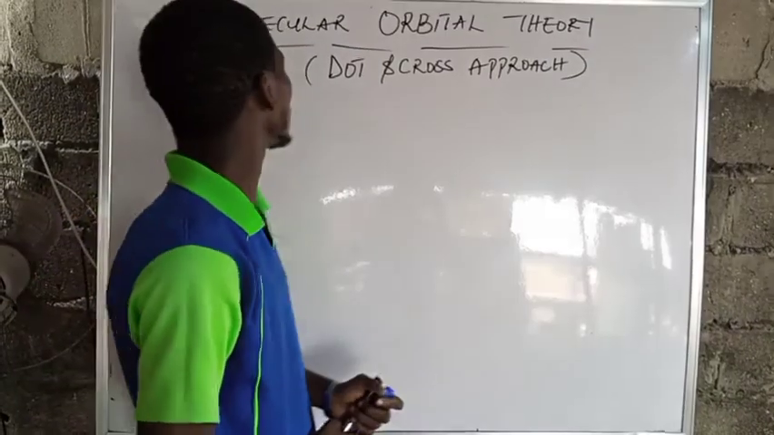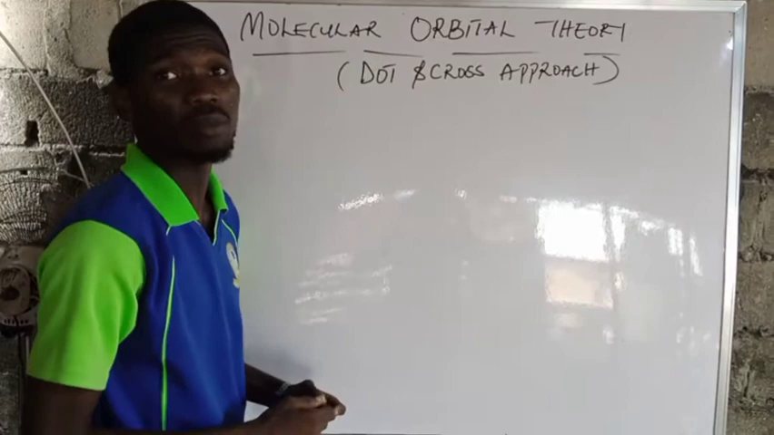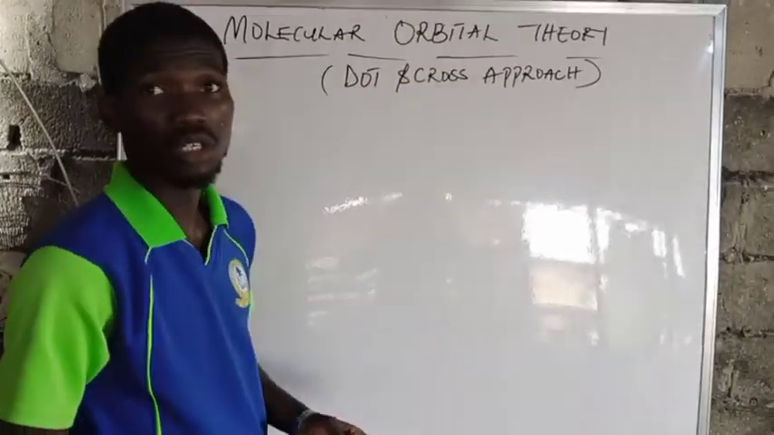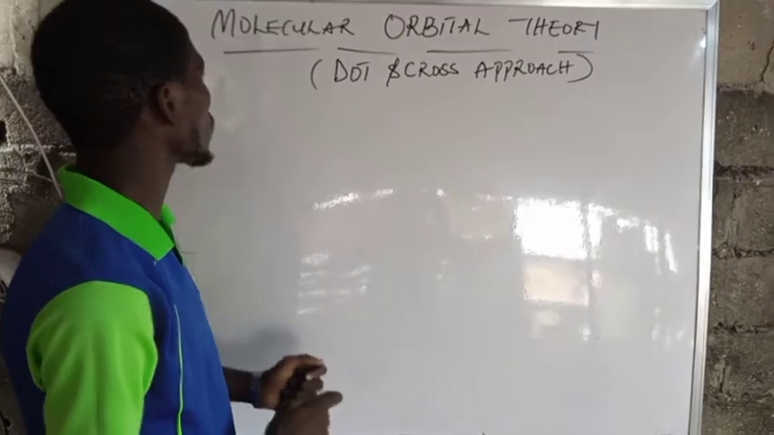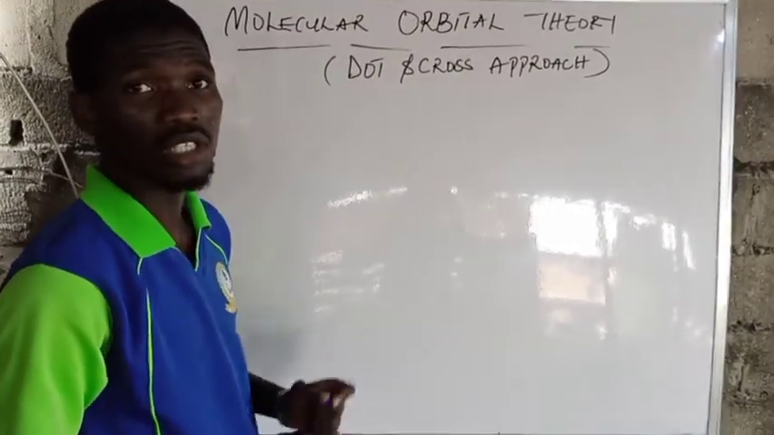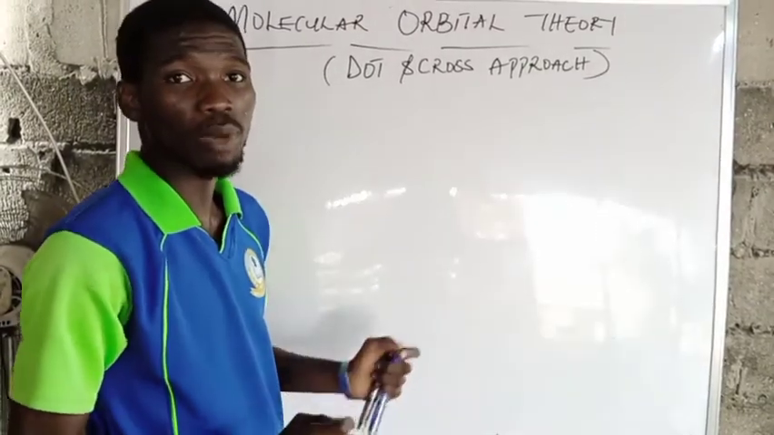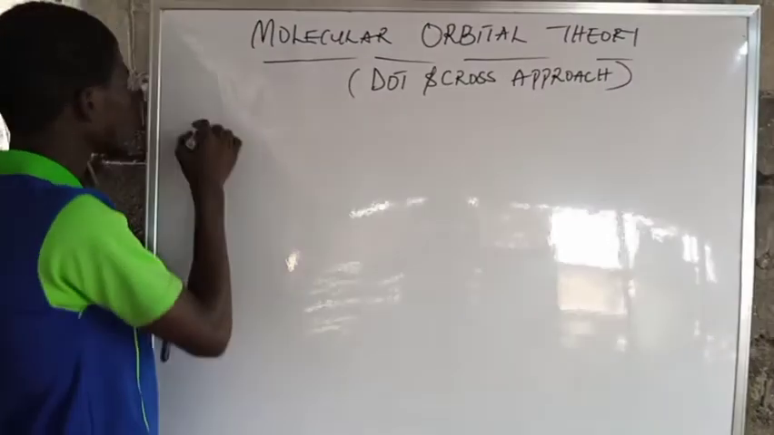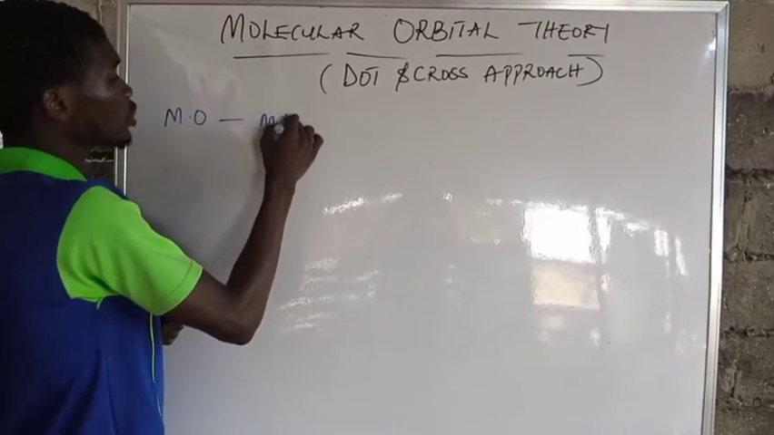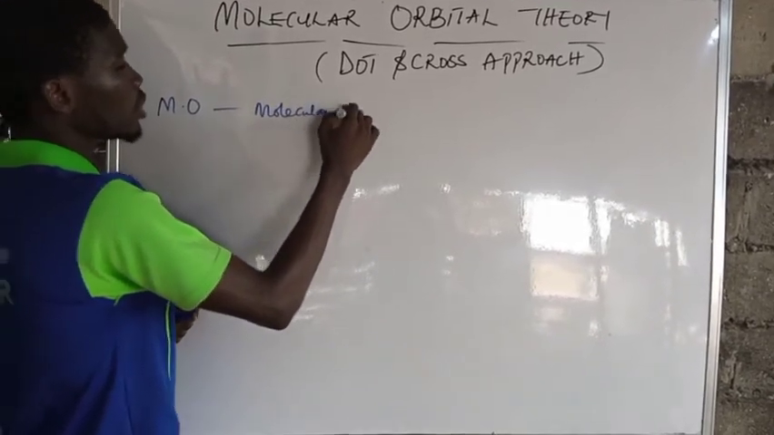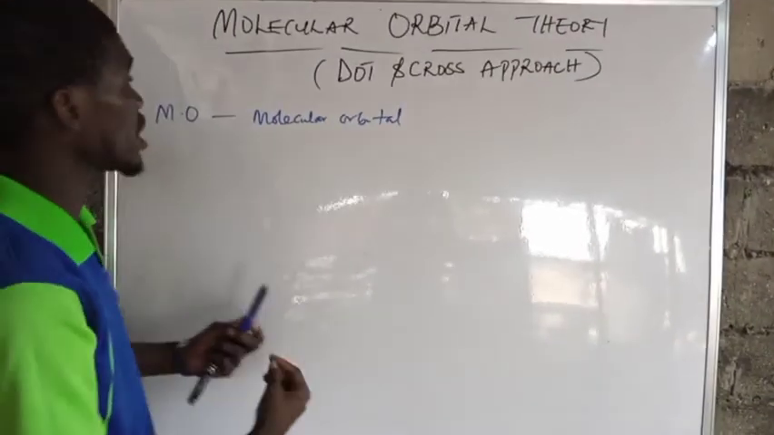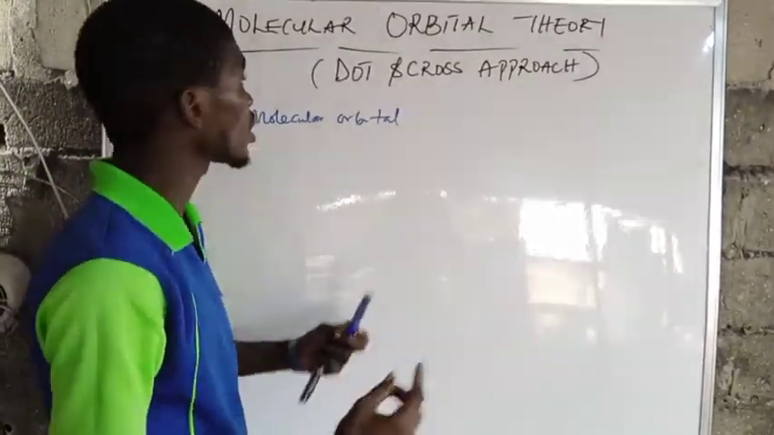This afternoon I'll be talking about molecular orbital theory with the dot and cross approach. The first thing is, what is molecular orbital? Molecular orbital theory is termed when atomic orbitals combine together to give us what we call MO. And what is our MO? Our MO is going to be molecular orbital. And how do we take it to the dot and cross approach?